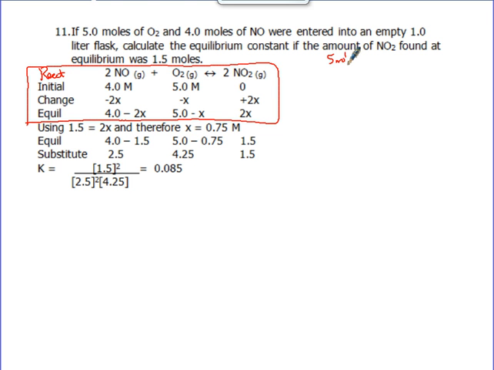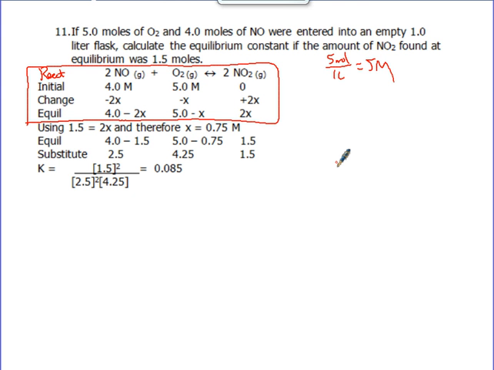5 moles per 1 liter. Oh, that's 5 molar. How exciting. And then 4 moles per 1 liter, that's nitrogen monoxide, into an empty flask. So nitrogen dioxide doesn't exist in there yet. It's empty.